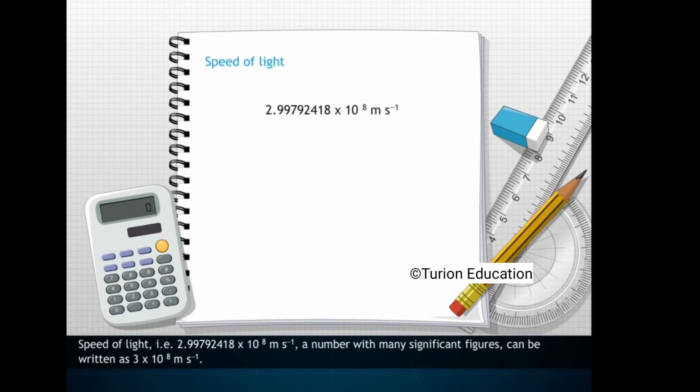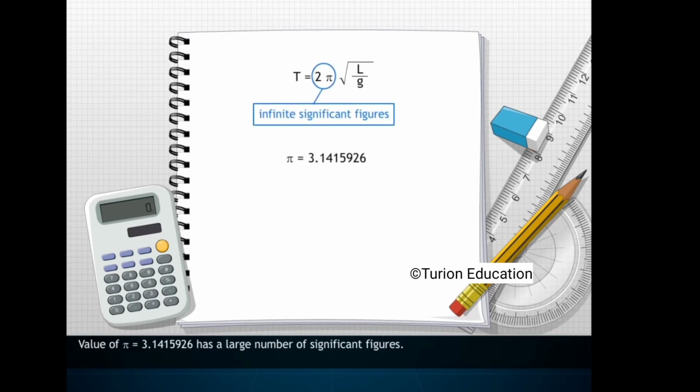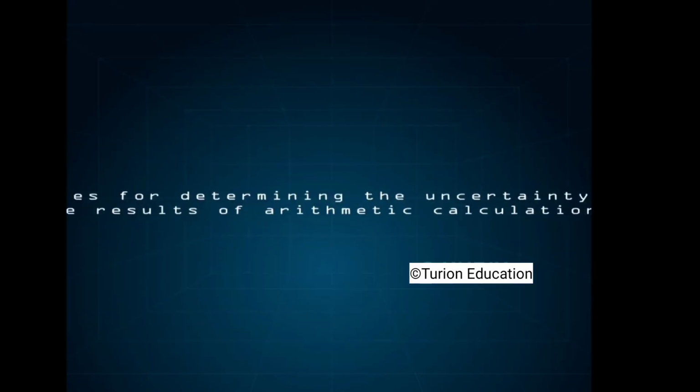Speed of light, that is 2.99792458 into 10 raised to 8 meters per second, a number with many significant figures, can be written as 3 into 10 raised to 8 meters per second. Exact numbers that appear in formulae like 2 pi in T equals 2 pi square root of L by g have infinite significant figures. Value of pi equals 3.1415926 has a large number of significant figures. We assume the value to be 3.142 or 3.14, which has limited significant figures.